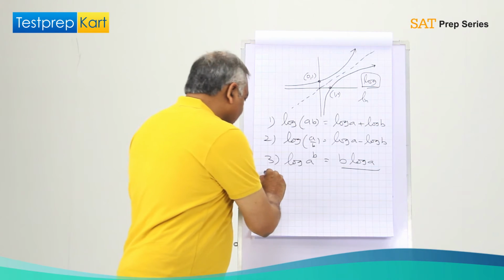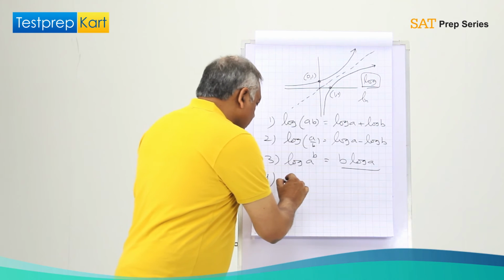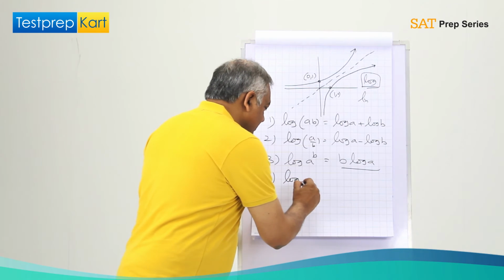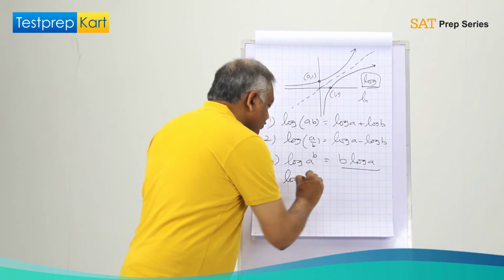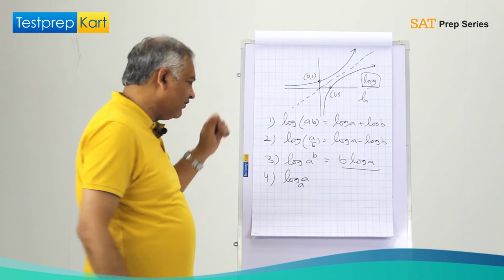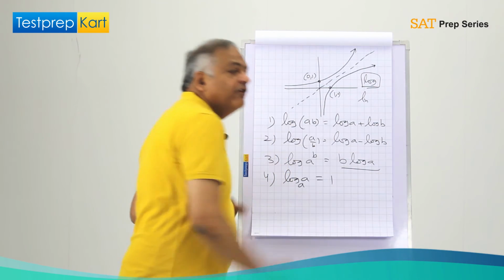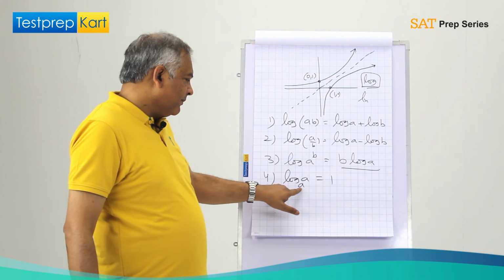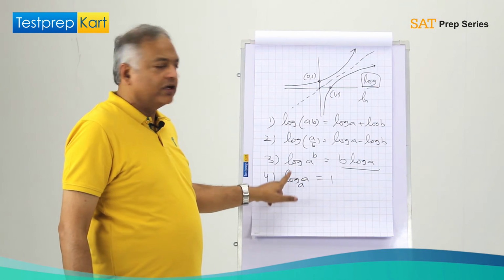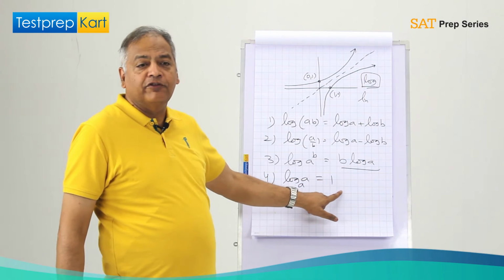Now the fourth property is the log with a base a where the argument is also a, then the answer will always be 1. So if the base and the argument of a logarithmic function are the same, then the answer will always be 1.